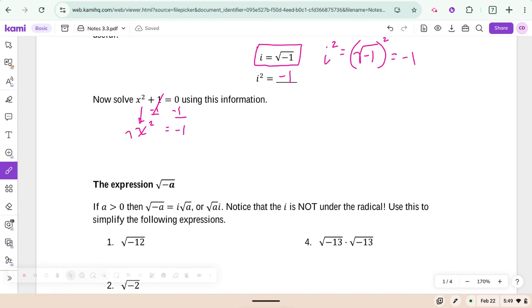Next, I would take the square root of each side of my equation, because the square root of x squared is x. Now, when I'm solving a quadratic equation and I take the square root, I want to put a plus or minus here. And the square root of negative 1 is this new number called i. We know in a quadratic equation that we often get two answers, and so this plus or minus is going to show up a lot when we're solving quadratic equations.